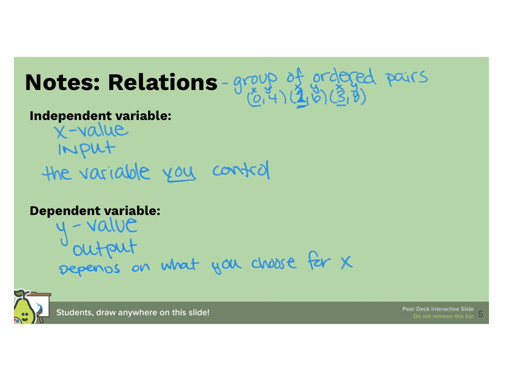That's it for our notes. A relation is a group of ordered pairs. Your independent variable is your x, your input, what you control. Your dependent variable is your y, or your output, because it depends on what you choose for x.